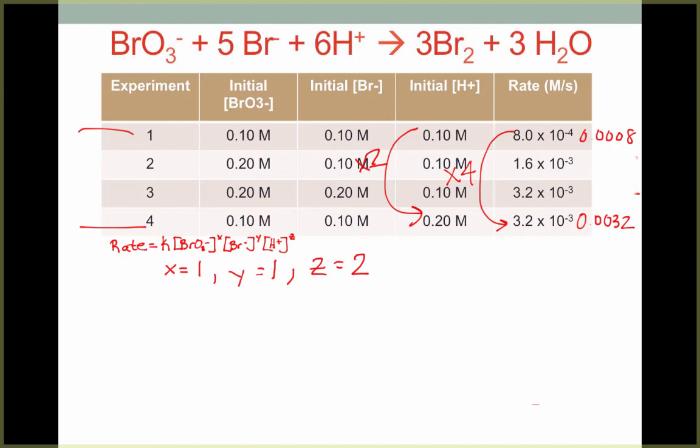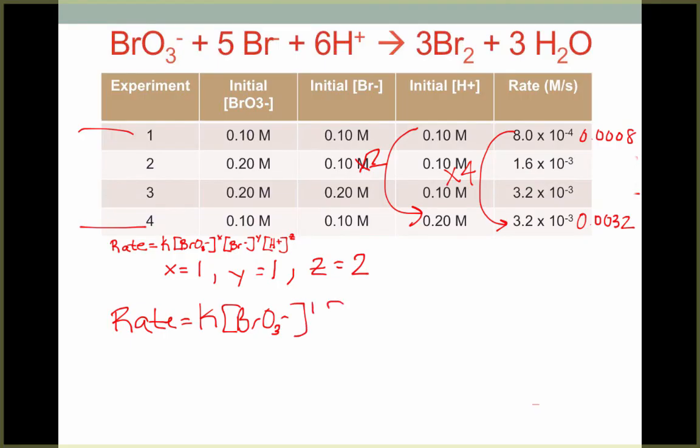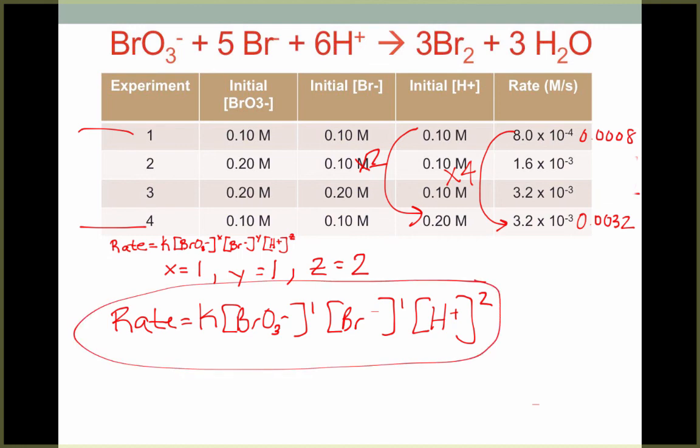Using all this information, I can rewrite our rate law as rate is equal to K times BrO3 minus to the first times Br minus to the first times H plus to the second. This is our rate expression. This is what you'll most often be asked to find. From here, we can plug in values from any trial to calculate K.